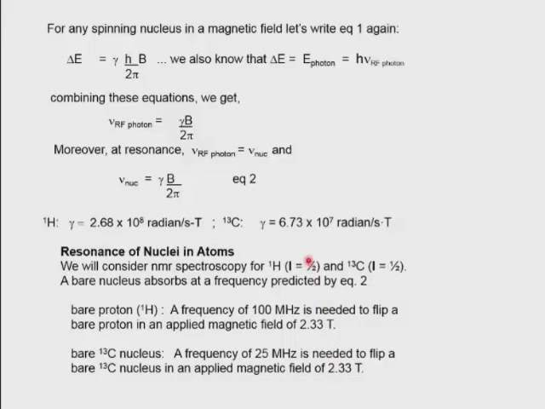Or put differently, if we have our external magnetic field of 2.33 teslas, for a bare spinning proton, the frequency of the spin of the precessing proton will be 100 megahertz. Equation 2 will tell you that. If our magnetic field is again 2.33 teslas, and we have a spinning C13 nucleus, the equation will calculate that it has a natural frequency of 25 megahertz.